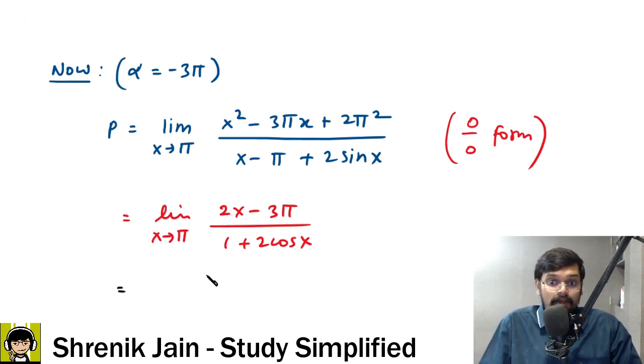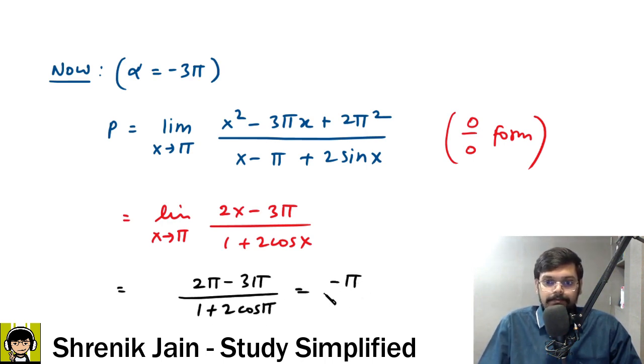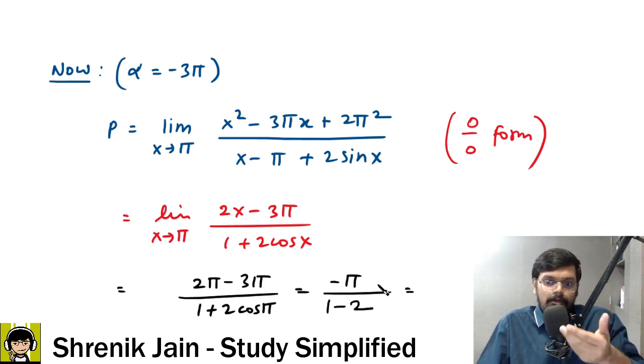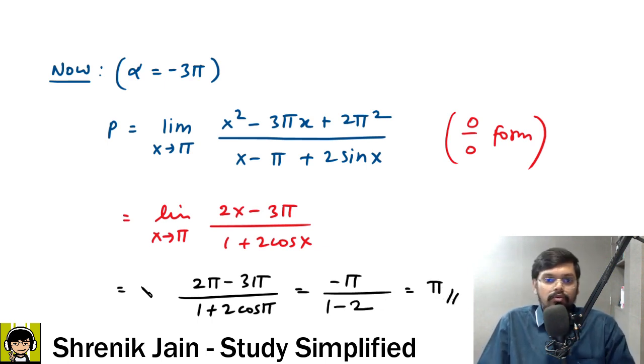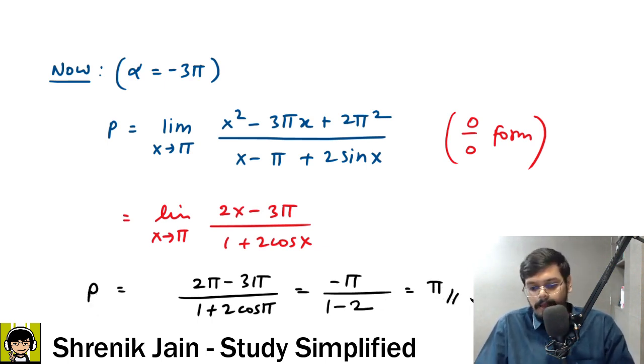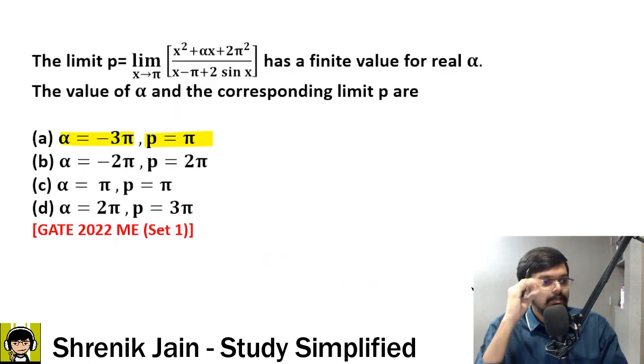Check it out. Wherever x is there, substitute pi. So 2 pi minus 3 pi divided by 1 plus 2 cos pi. So this is minus pi divided by 1 plus 2 cos pi, and cos pi is minus 1, right? So 1 plus 2 into minus 1 makes it minus 1. So with minus pi in the numerator and minus 1 in the denominator, overall the answer would be pi. So the value of p is pi. Understood? That is why option A is correct.